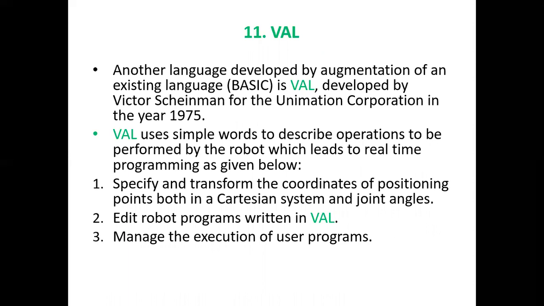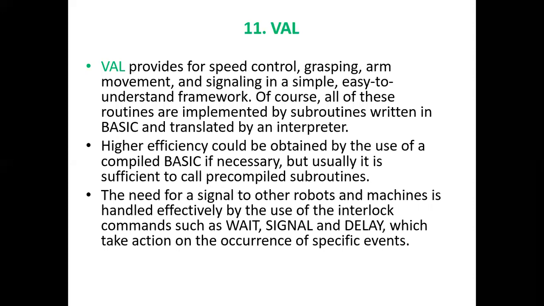The basis of VAL is BASIC. It was developed by Victor Scheinman for the Unimation Corporation in 1975. VAL uses simple words to describe operations to be performed by the robot, which leads to real-time programming as given below. So specify and transform the coordinates of positioning points both in the Cartesian system and the joint angles. Edit robot programs written in VAL. So manage the execution of user programs.